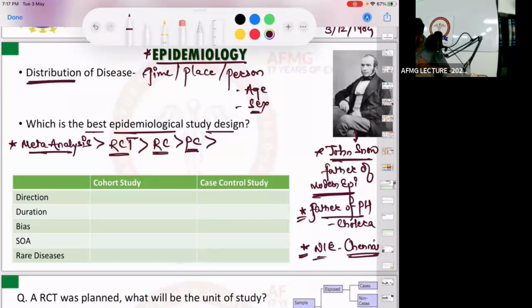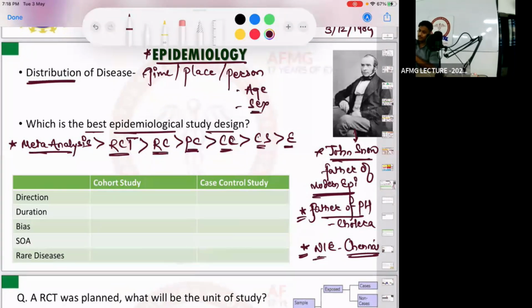Followed by case control. Followed by cross-sectional. Followed by ecological. No issues with this? Jaldi se. So the least preferred epidemiological study design is ecological and the most preferred is meta-analysis.